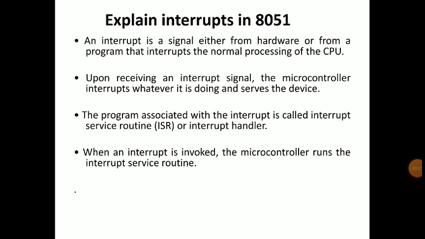Now moving on to the next topic, interrupts. First is the definition. An interrupt is a signal from hardware or from a program that interrupts the normal processing of the CPU. Normal means generally it is doing its work, some calculations, some mathematics, some data processing operation. In the meantime, if there is a signal from the hardware or from the program that interrupts the working of the CPU, anything that interrupts is called an interrupt.